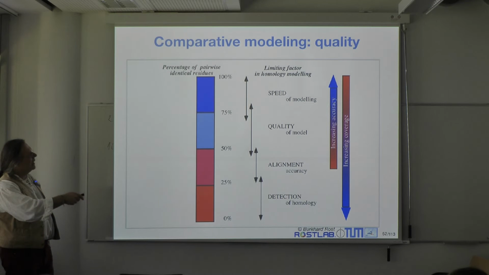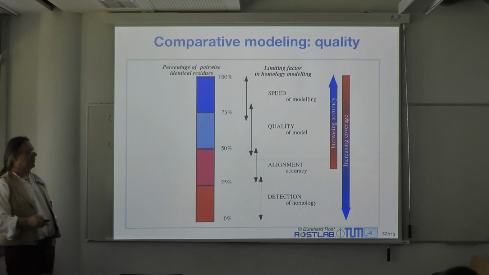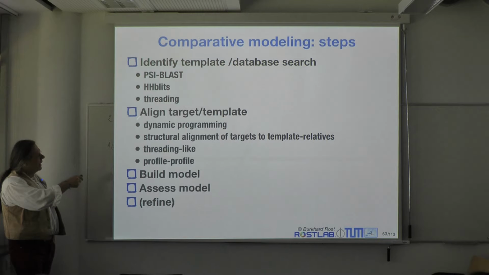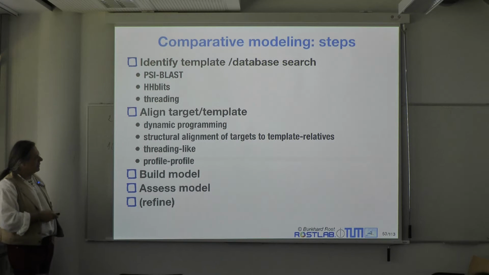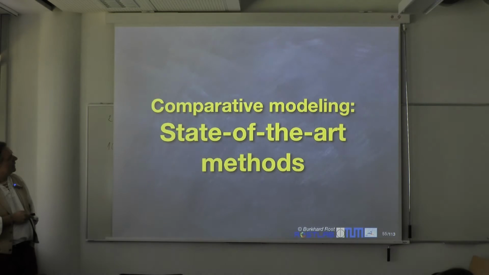What are the challenges? Well, up here, when two sequences are very, very similar, it's the speed of modeling. At some point it becomes the quality of the model, then the problem becomes the alignment, and further down here it really becomes finding the protein that you in fact model. Aligning these days is done by HHblits or profile methods, and this is the variety of levels of accuracy that you can reach. This is a nice overview paper from David Baker and Andrej Sali. Let's get into state-of-the-art methods. Anybody can name some?